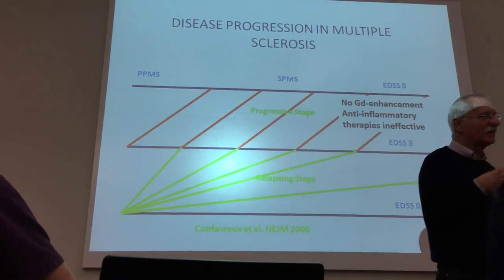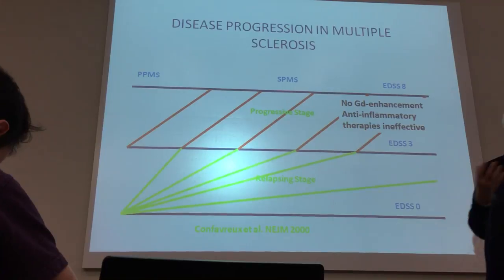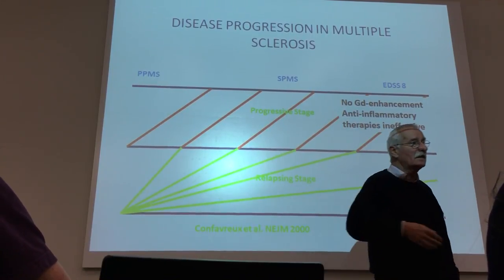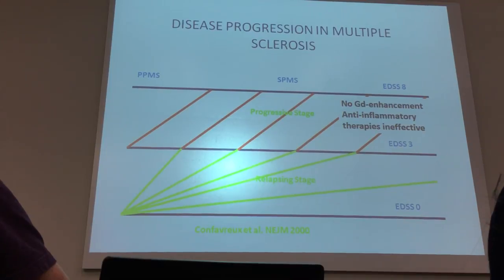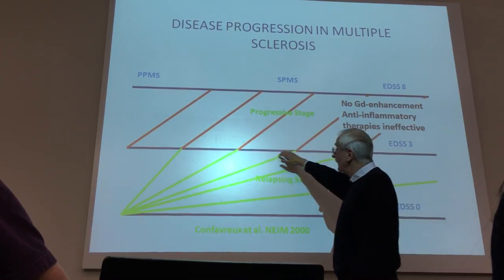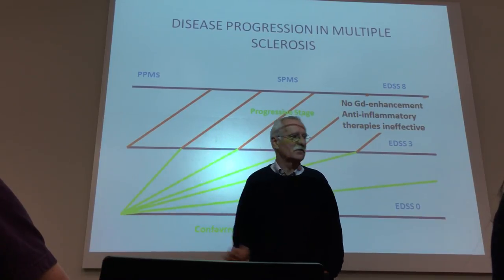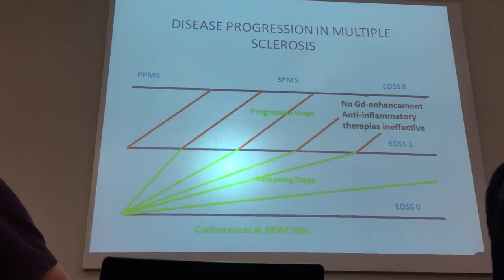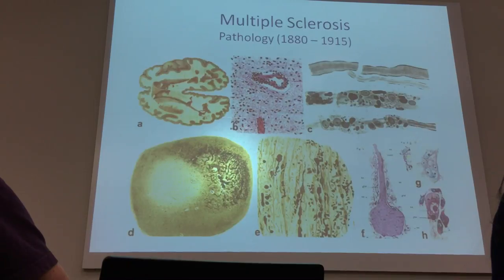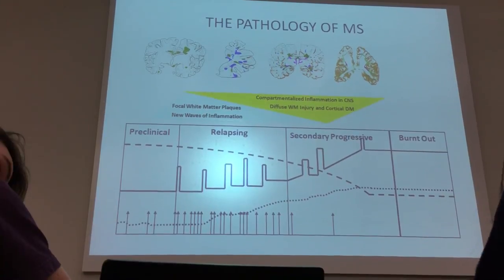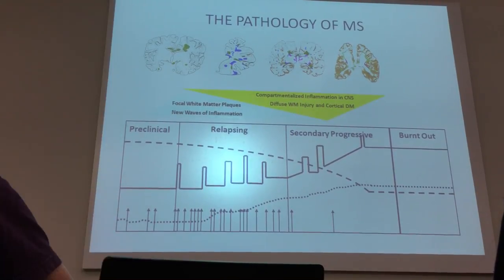So in principle, in the early stages, the severity and the rapidity of the disease course is very variable and depends on the intensity of the new inflammatory bouts that the patients have. But when they reach this critical threshold, then the disease takes its own course and goes relatively steadily. So what is happening there? Now, the first thing that is really happening is that the pathology changes.